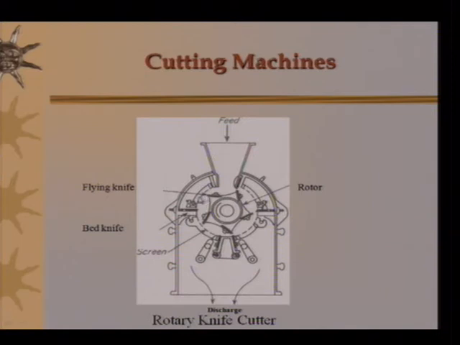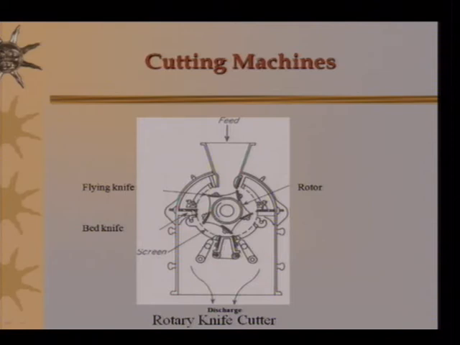The rotor speed here is somewhere around 200 to 900 RPM, and you can have as many as 2 to 12 flying knives, which will be used for cutting the food material. And you may also have stationary knives.